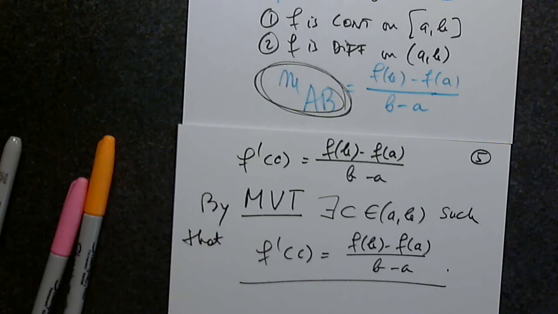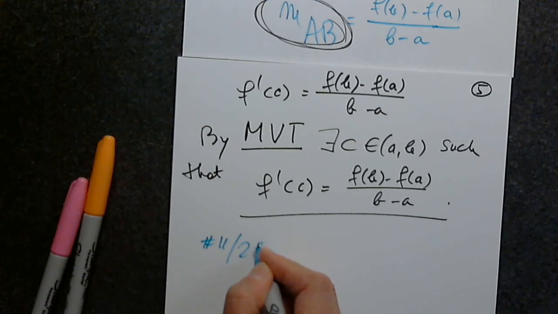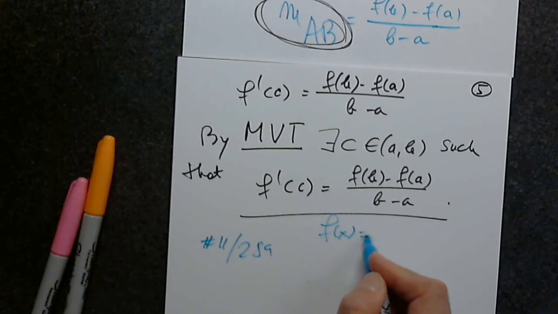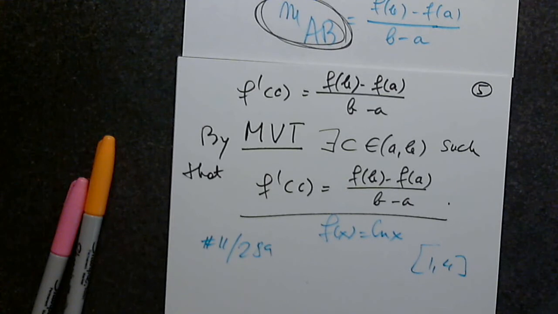Ready for an example? Okay, on page 289. Let's look at 11. We're given a function, natural log x. We're given the interval 1 comma 4. Verify that the function satisfies the hypothesis of the mean value theorem on the given interval. Then find all numbers C that satisfy the conclusion of the mean value theorem.